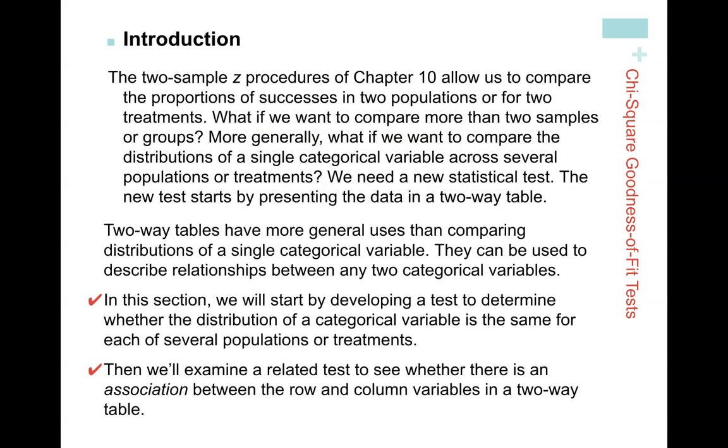Two-way tables have a lot of uses. In this section, we're going to start by developing a test to determine whether the distribution of a categorical variable is the same for each of several populations. That's your test of homogeneity. Then we'll examine a related test to see whether there's an association between the row and column variables within a two-way table. That is your chi-square test of association. Those are the two tests we're going to look at, but we have to remember how two-way tables work.